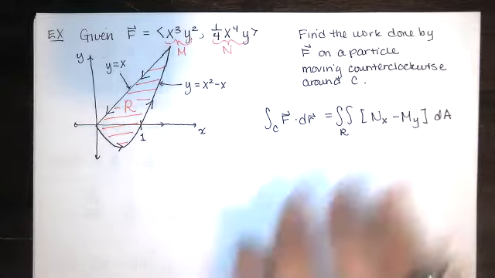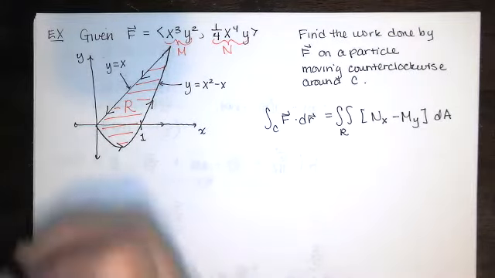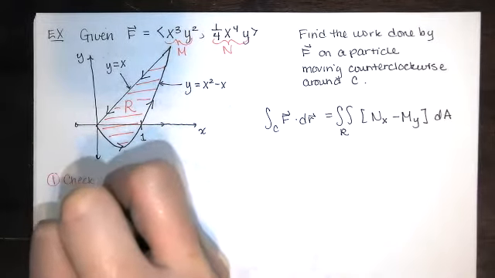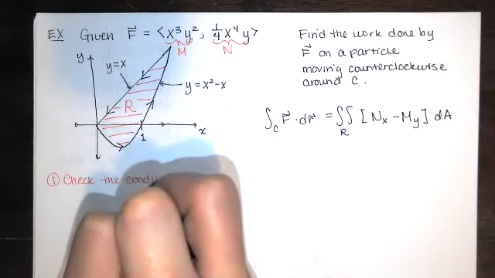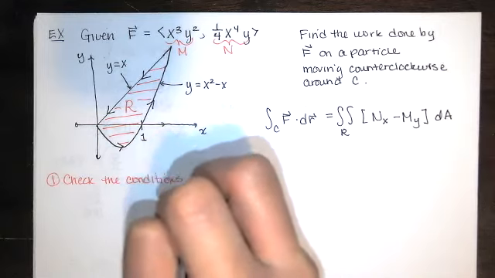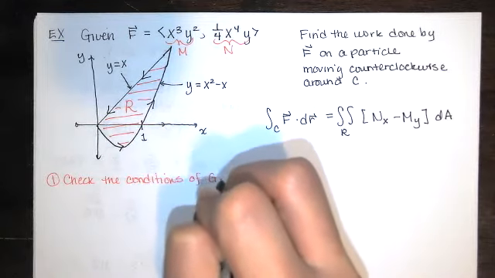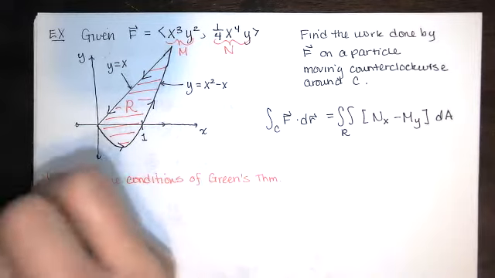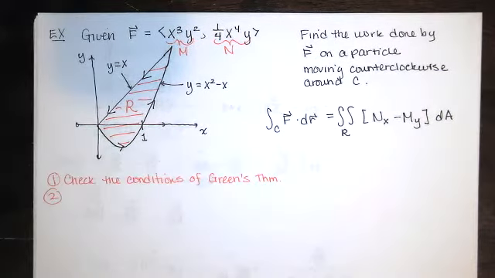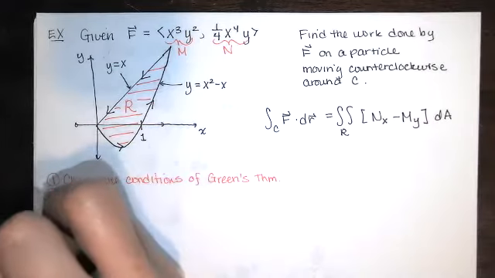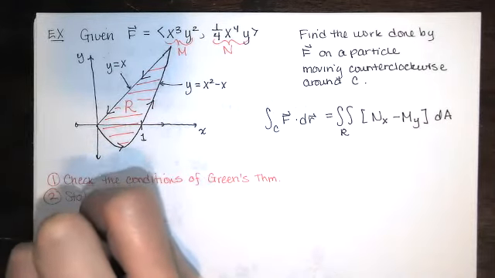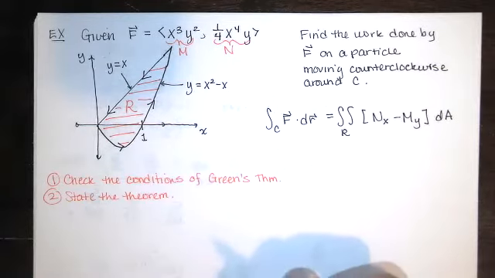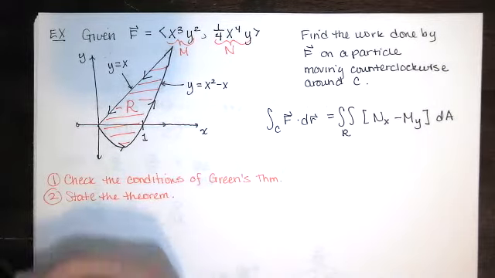So I'll state my theorem. Well, first we had to check the conditions of Green's theorem. And we did. And then we stated the theorem. And then the next thing we want to do is compute those two partial derivatives.